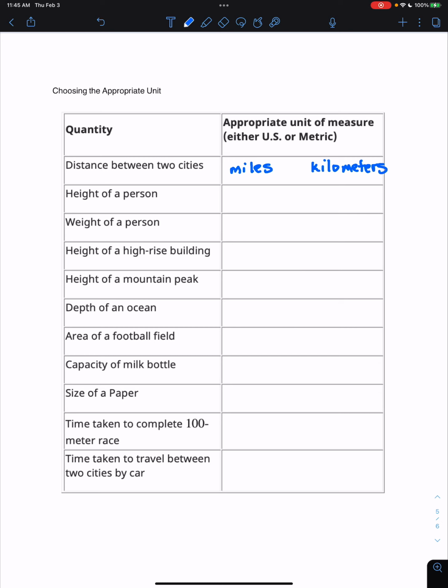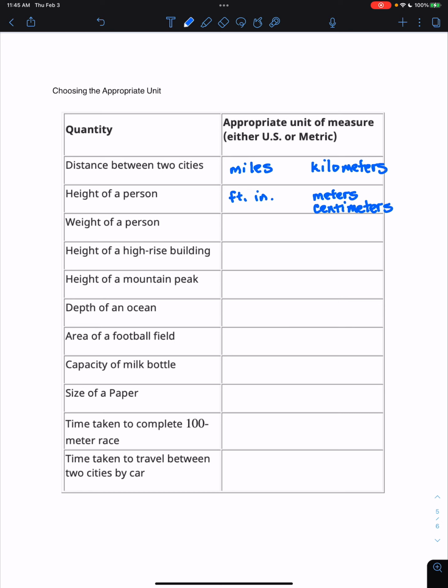For the height of a person, we usually use feet and inches. We could also just use inches. In the metric system, we might want to use meters or centimeters to measure the height of a person.